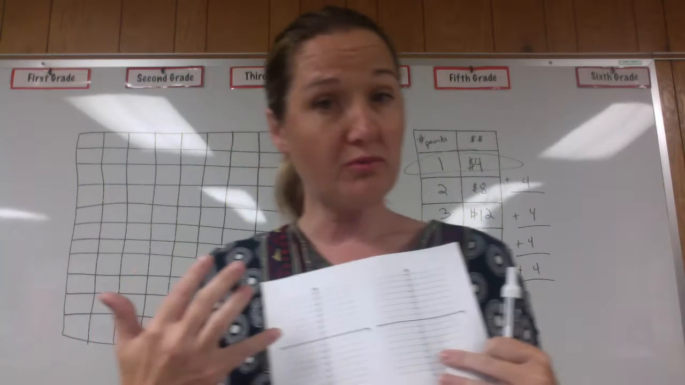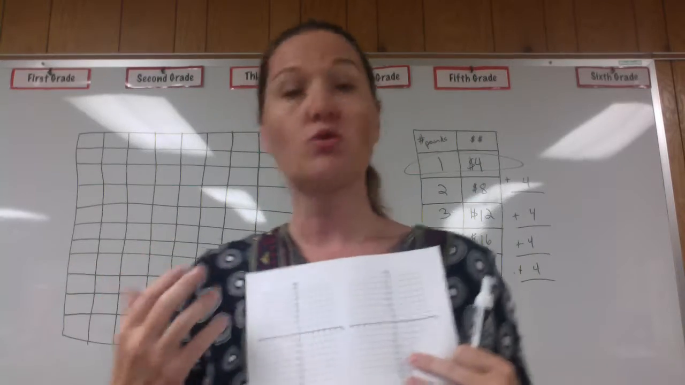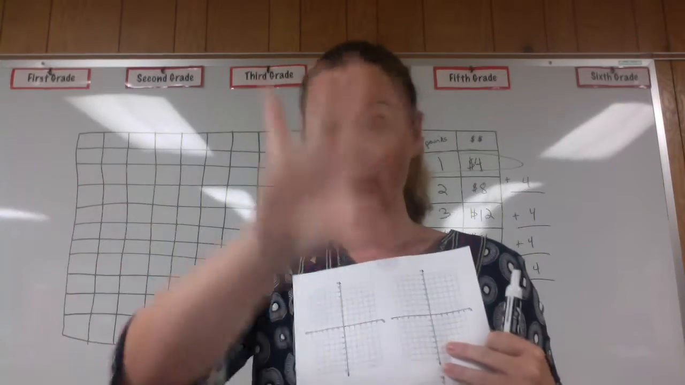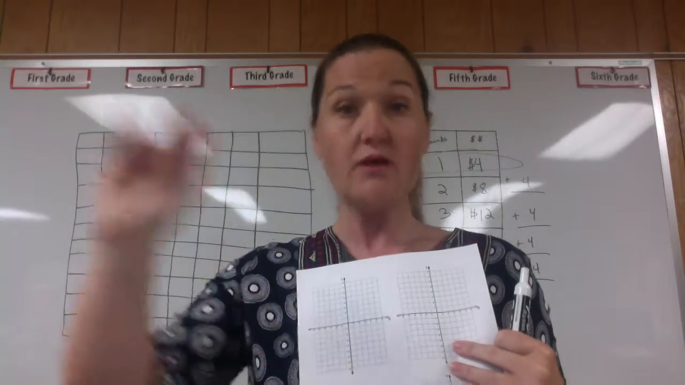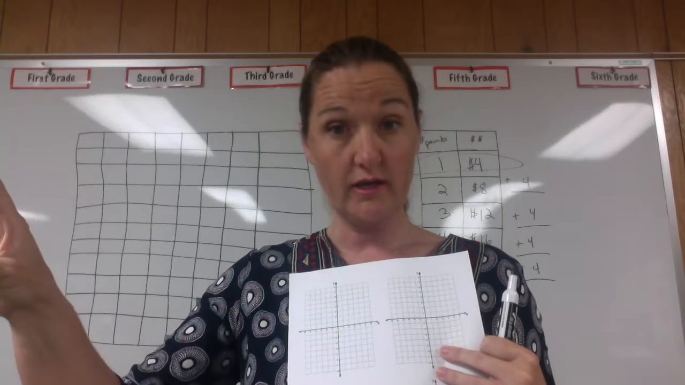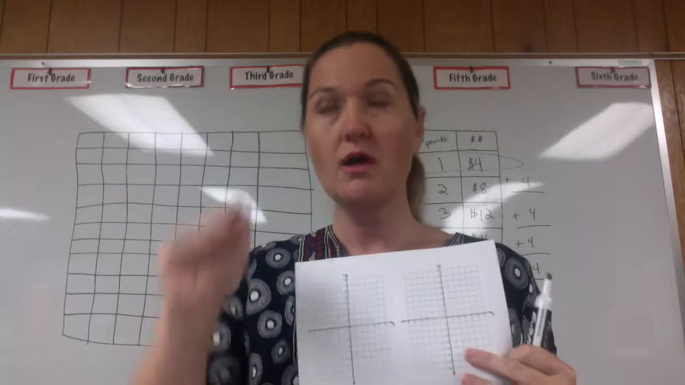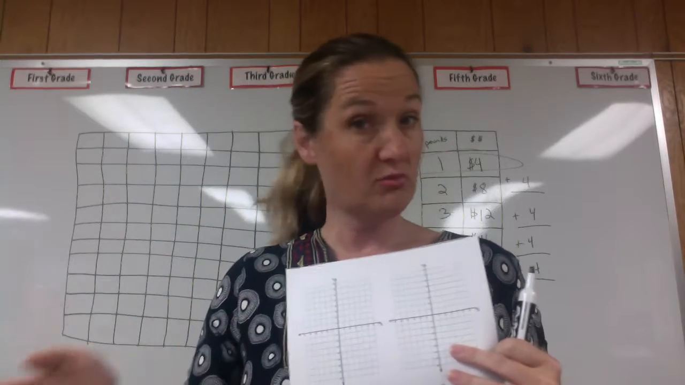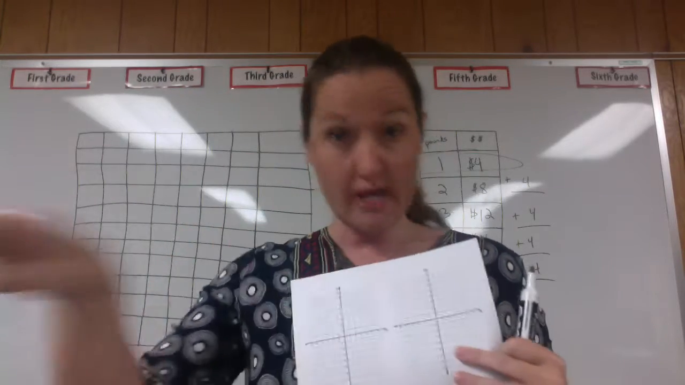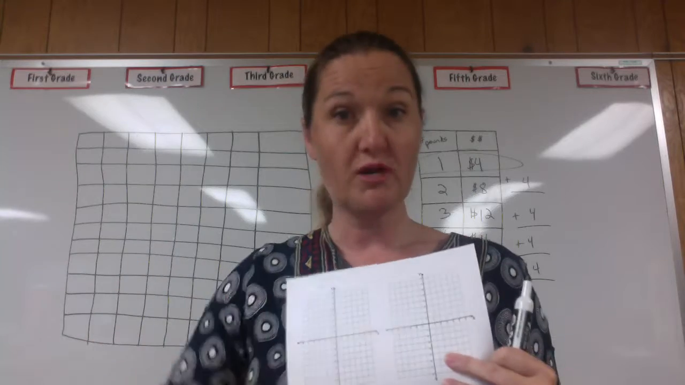Now, when you go to plot, you're going to be using what are called ordered pairs, which is just a set of numbers. The first number is going to be your X. The second number is going to be your Y. Always remember, if you're not sure which one comes first, alphabetically X does come before Y, so your X should come before your Y when you plot.